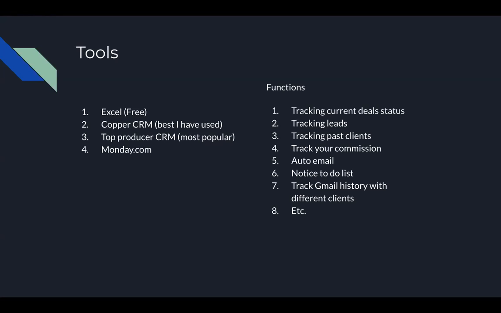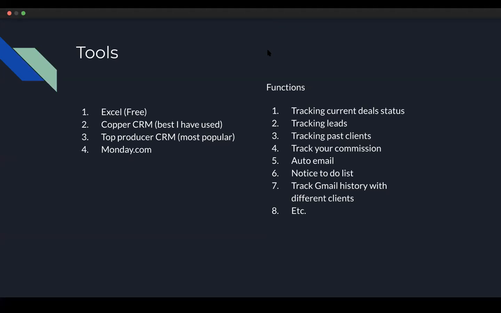Cooper CRM. I used this one before, but it costs you about 50 to 100 a month. If you have lots of clients, lots of leads you have to manage, then this is really good software. And the same thing with Top Producer, it's most popular among realtors. And another one is called Monday.com. Monday.com is something to manage your daily work, manage your listings, manage your contact information. It is very useful.